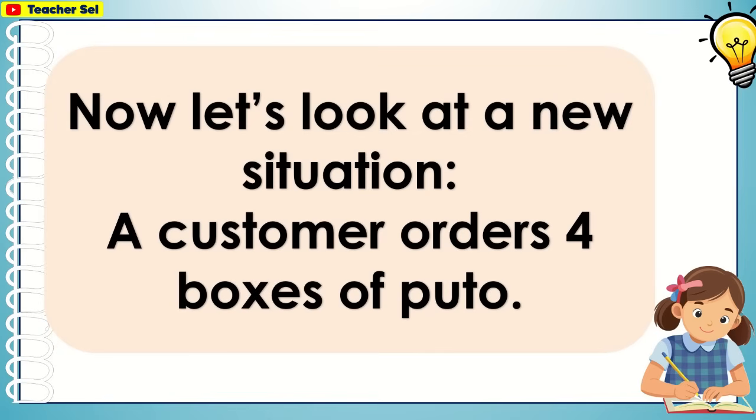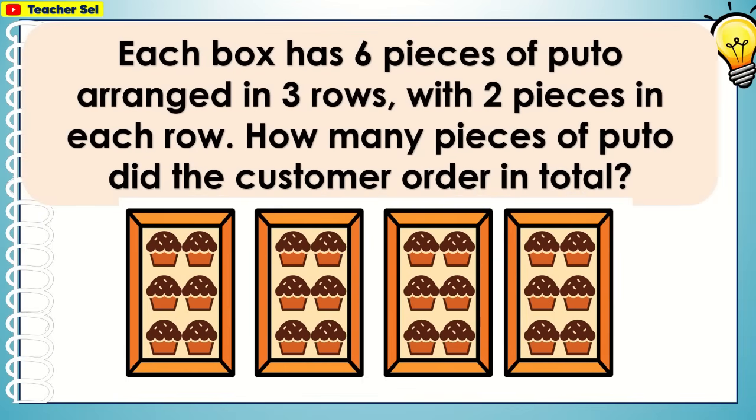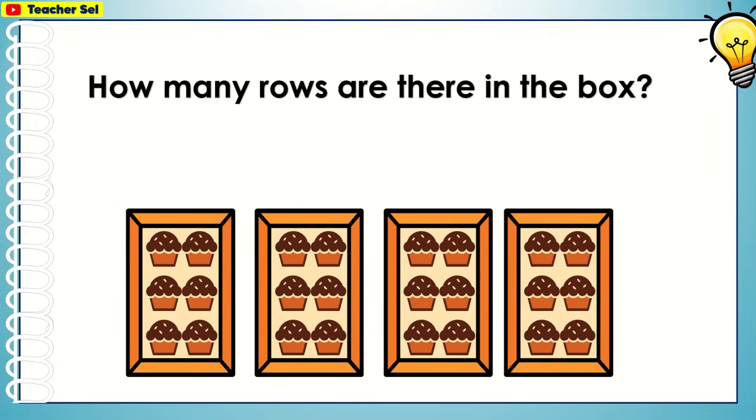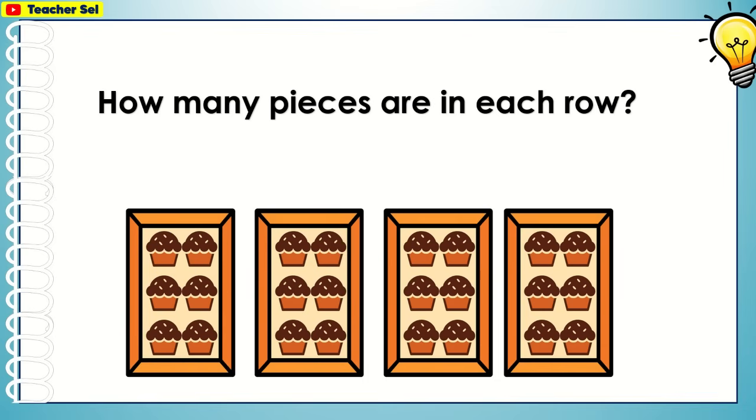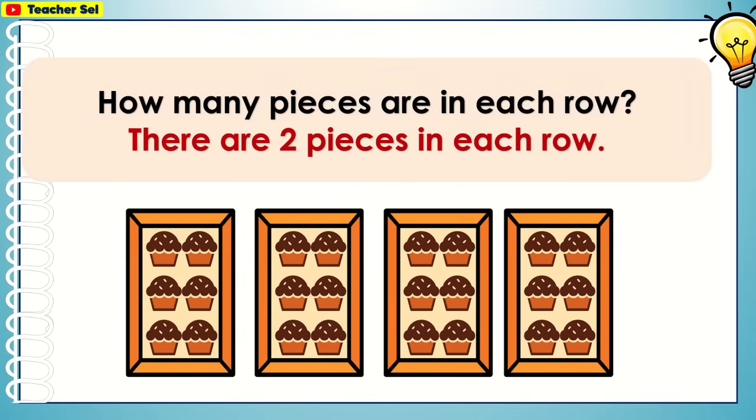Now, let's look at a new situation. A customer orders 4 boxes of puto. Each box has 6 pieces of puto, arranged in 3 rows with 2 pieces in each row. How many pieces of puto did the customer order in total? How many rows are there in the box? There are 3 rows. How many pieces are in each row? There are 2 pieces in each row.